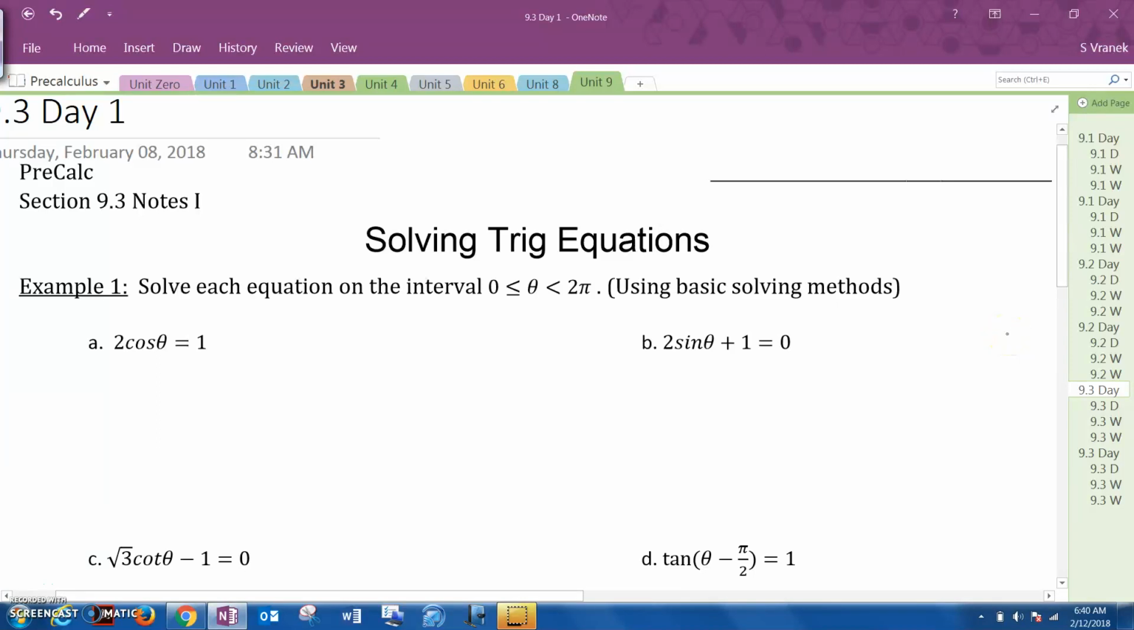Alright class, today we're doing solving trig equations. Notice how it says to solve over the interval from 0 to 2 pi. So that means that when we inverse, we're going to have more than one answer this time. So let's take a look at how we do that.